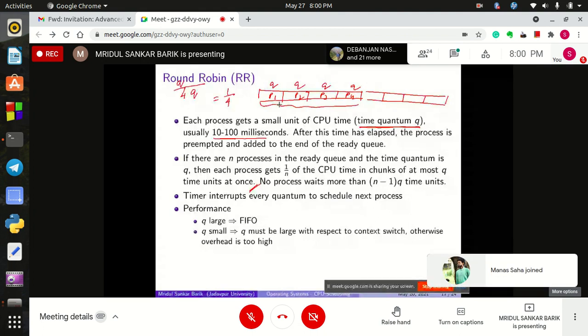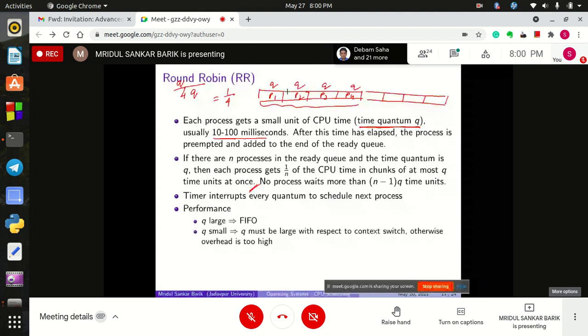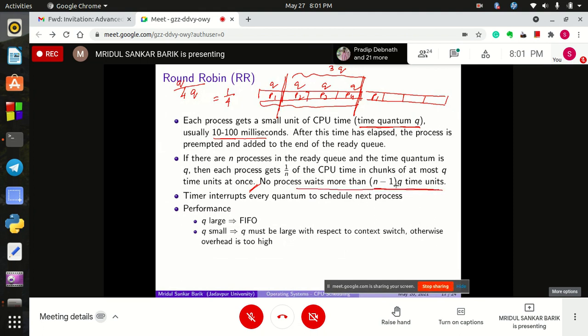So after executing q amount of time, again a process has to wait for how much time? After P1 finishes here, again it would be scheduled at this point of time, and it has to wait for 3q amount of time. So this is n minus 1 into q. So no process has to wait more than n minus 1 into q time units. After that, it is guaranteed that it will again get the CPU and will execute.